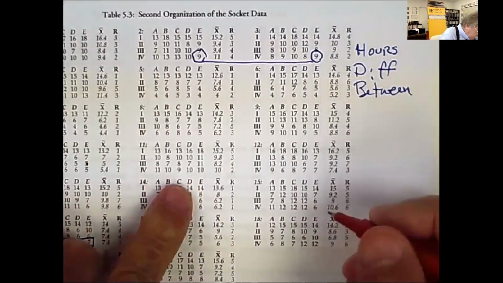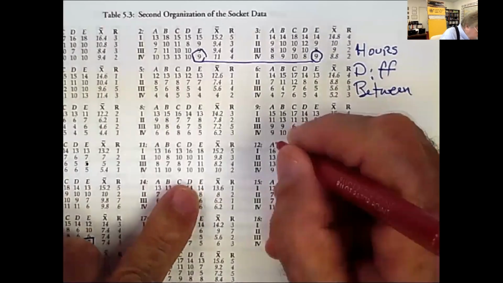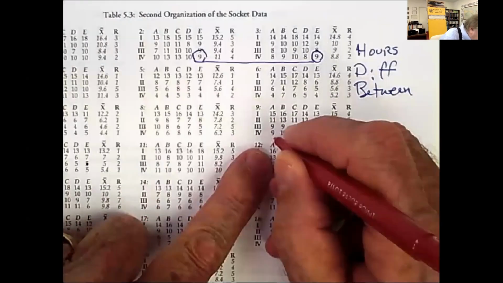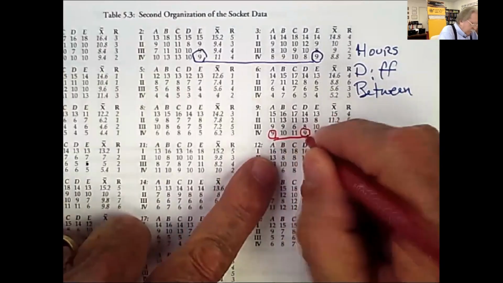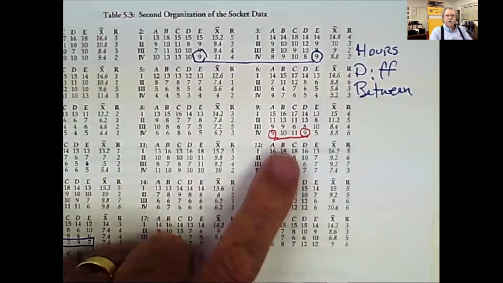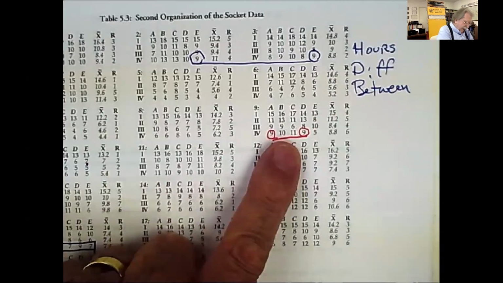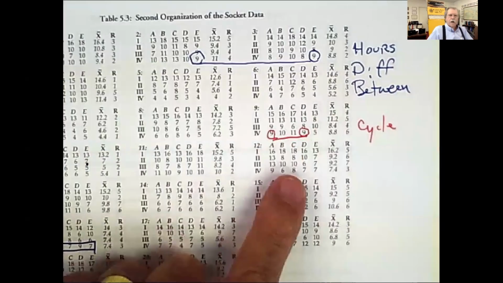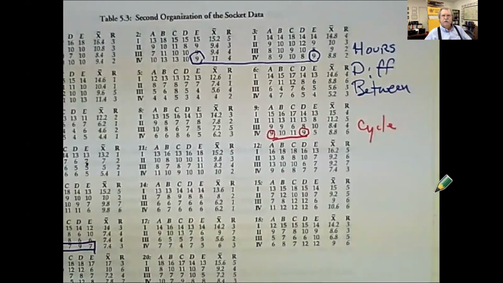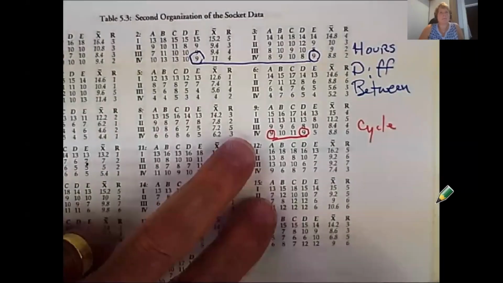Okay, I found a couple that are the same. These two values differ by cycle. Are they in the same subgroup or different subgroups? Same subgroup. They're in the same subgroup here.